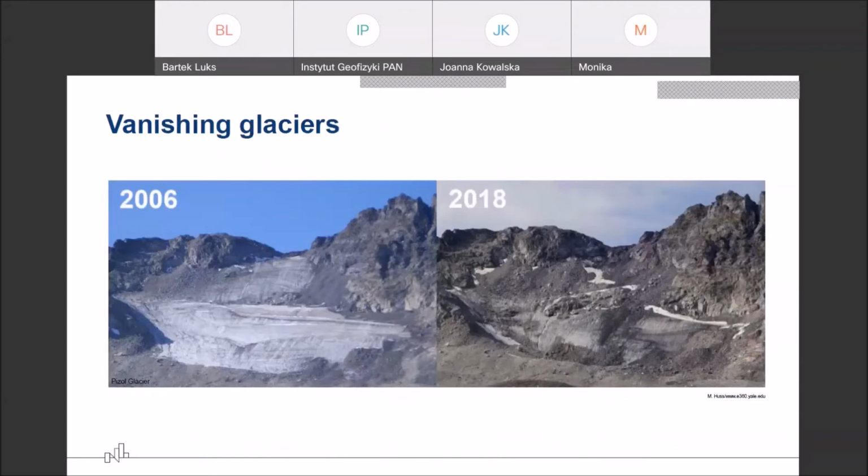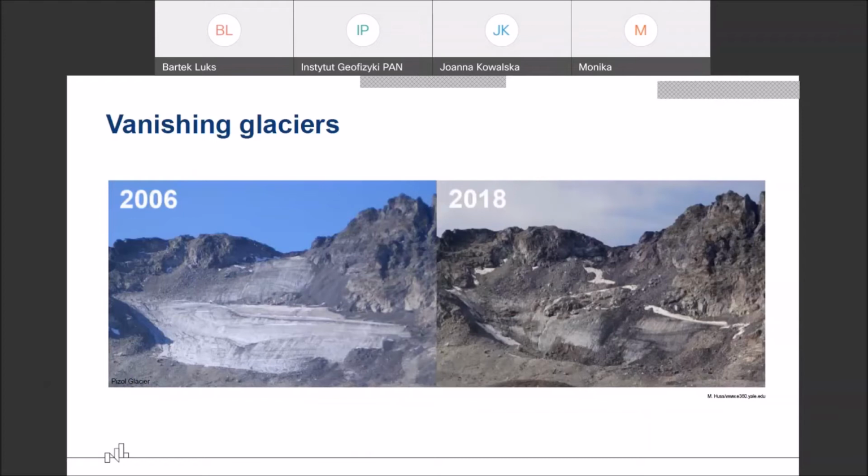Is it a problem, like vanishing glaciers? With this picture, you can see Pisol Glacier high in the Alps, and in 12 years, the volume of the glacier has changed by 60%, which means that if the meltout rate stays the same, in 2026, 27, there won't be Pisol Glacier anymore. And that's the case for many glaciers in the world.